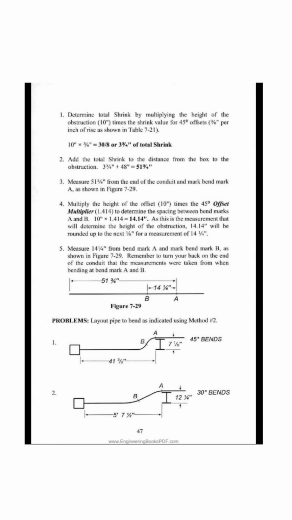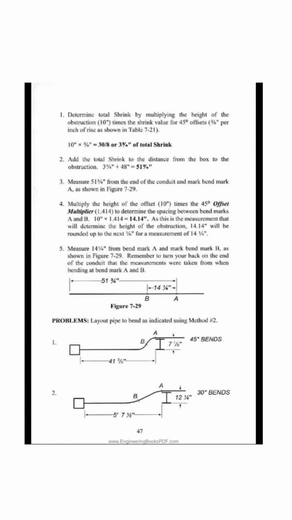2. Add the total shrink to the distance from the box to the obstruction. 3 3/4 plus 48 equals 51 3/4. 3. Measure 51 3/4 from the end of the conduit and mark bend mark A, as shown in figure 7-29.